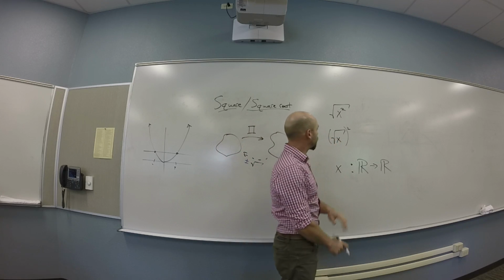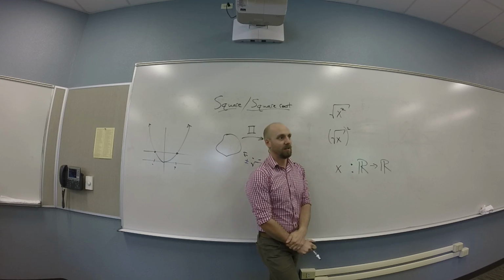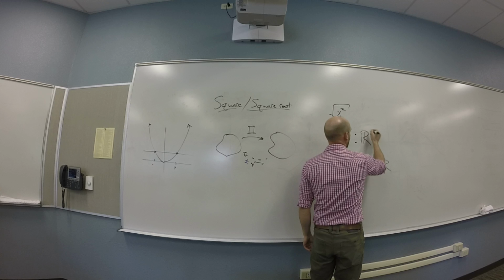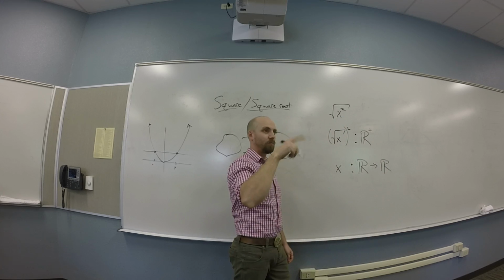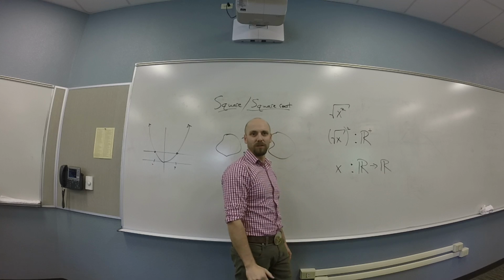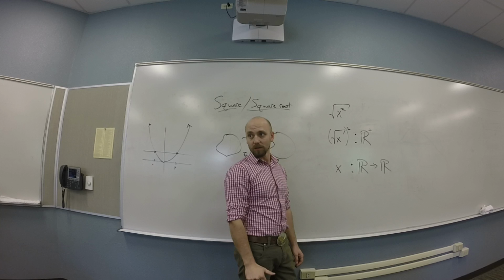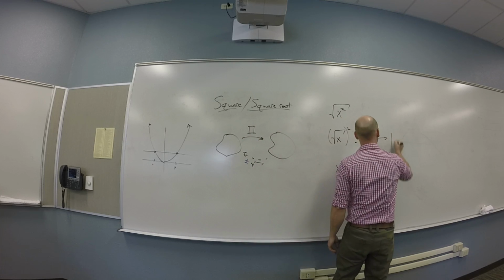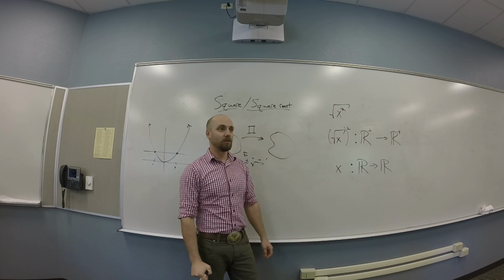Okay, how about the square root of x and then squared? It can only take positive numbers, right? Wait, why can it only take positive numbers? Yeah, you don't know how to square root negative numbers. And then it only gives you positive numbers back, because square root is always positive.